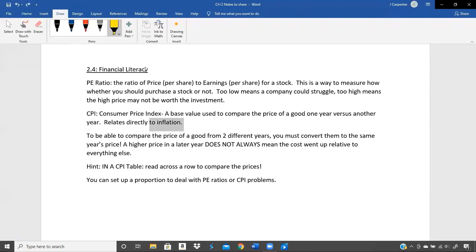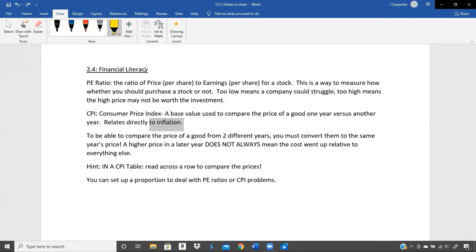Now, generally things go up. Generally, when you're comparing 1990 to 2020, almost everything will have gone up in price. Again, computers, technology, kind of the oddball there. But that doesn't mean that they went up proportionally.